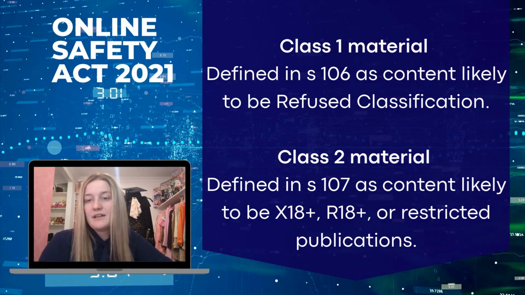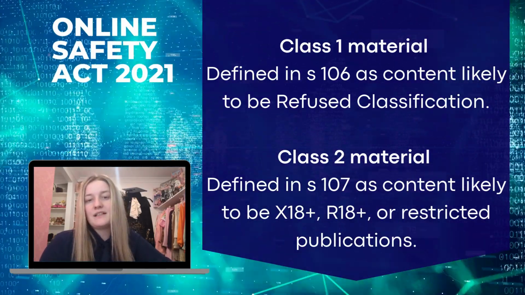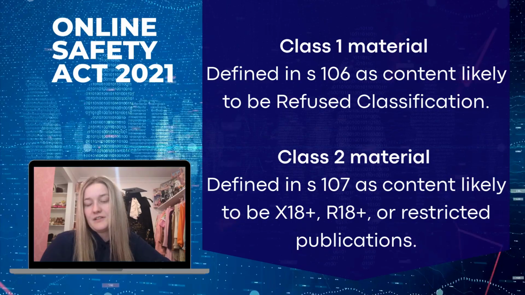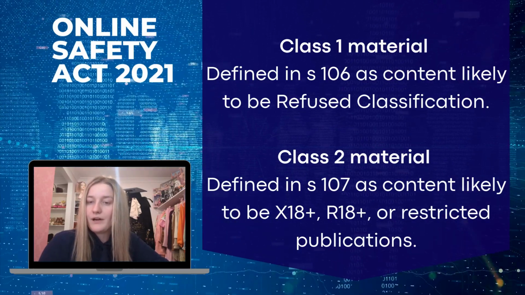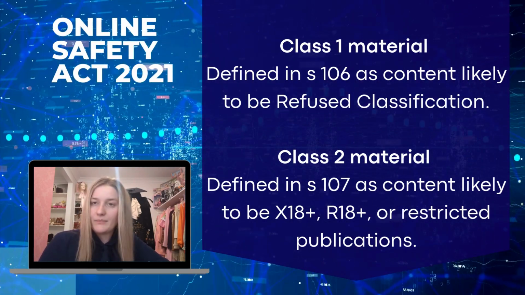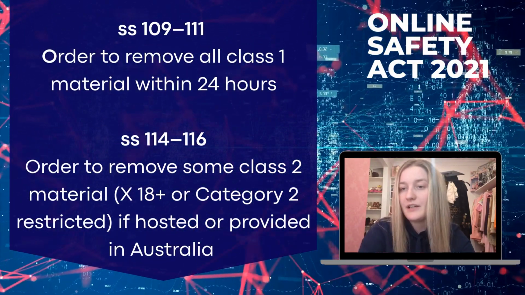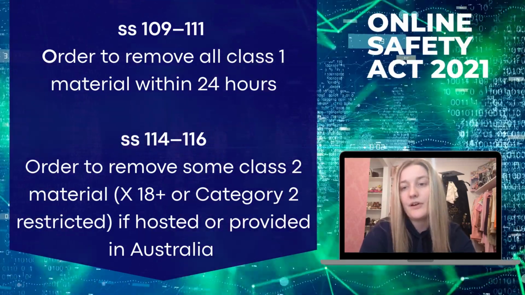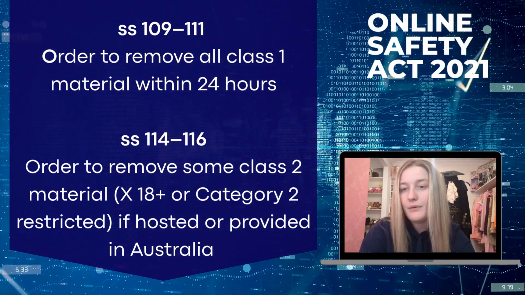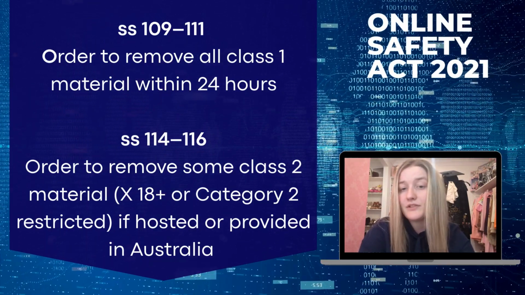The online content scheme under the Online Safety Act relates to two kinds of material: Class 1 material and Class 2 material. Class 1 material is defined in Section 106 as content likely to be refused classification. Class 2 material is defined in Section 107 as content likely to be X18+, R18+, or restricted publications. Under Sections 109 to 111, the eSafety Commissioner can order service providers like social media platforms or hosting services to remove Class 1 material within 24 hours. It is not relevant where the service is provided from or where the material is hosted. It merely needs to be accessible from Australia.